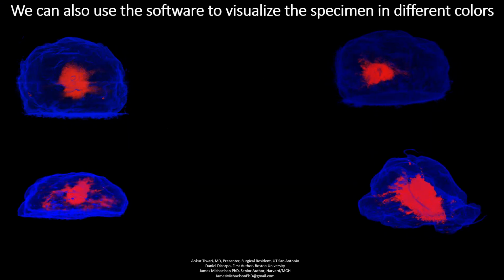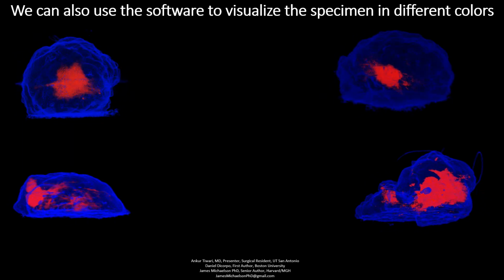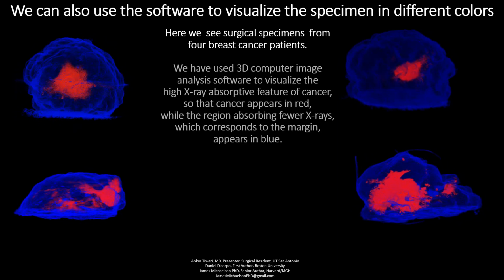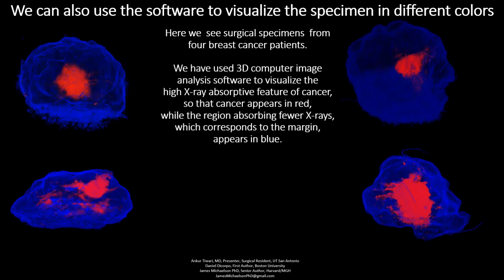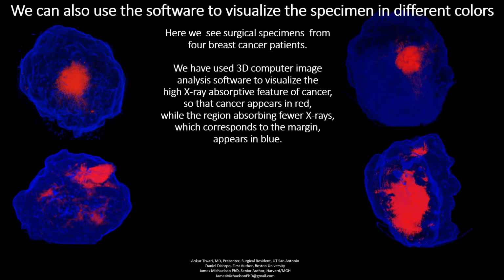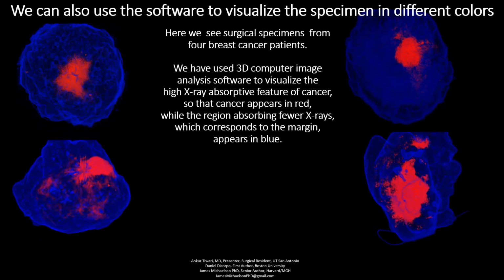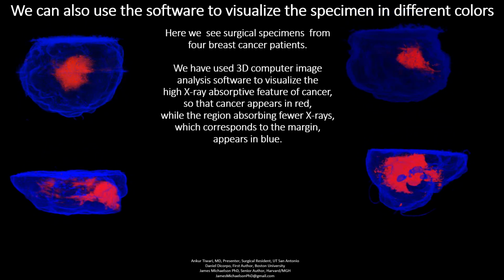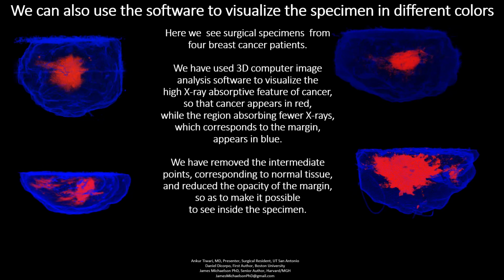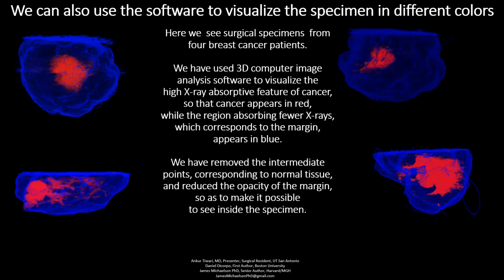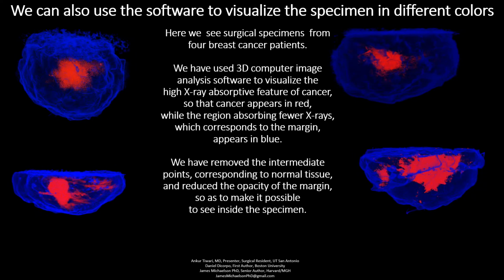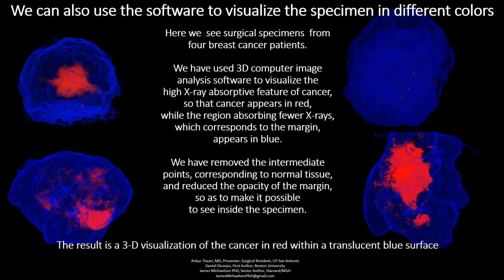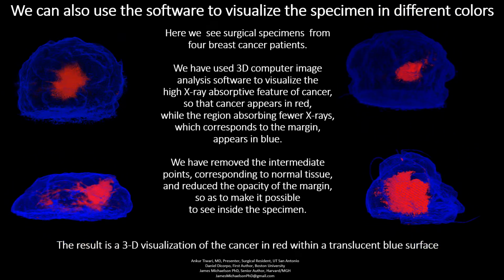We can also use the software to visualize the specimen in different colors. Here we see surgical specimens from 4 breast cancer patients. We have used 3D computer image analysis software to visualize the high X-ray absorptive feature of cancer so that cancer appears in red while the region absorbing fewer X-rays, which corresponds to the margin, appears blue. We have removed the intermediate points corresponding to normal tissue and reduced the opacity of the margin so as to make it possible to see inside the specimen. The result is a 3D visualization of the cancer in red within a translucent blue surface.